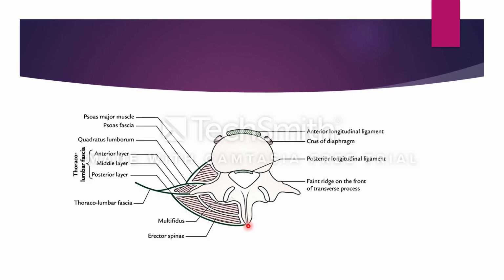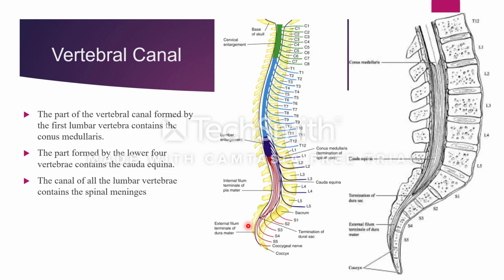Okay, now we will discuss the vertebral canal. You can see here, this is the vertebral canal, which is formed by the union of all vertebral foramina present in the cervical, thoracic and lumbar vertebrae. The part of the vertebral canal formed by the first lumbar vertebra contains the conus medullaris.